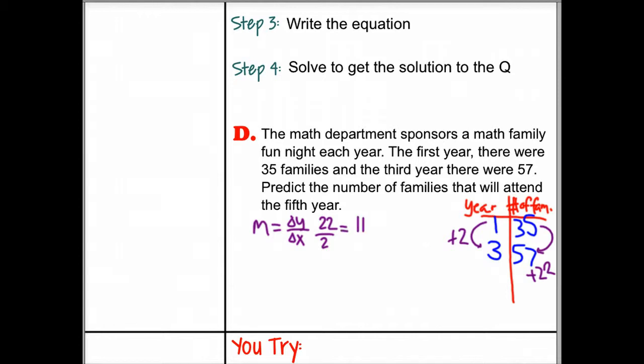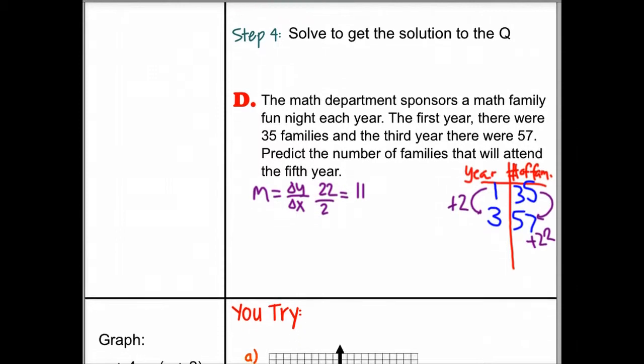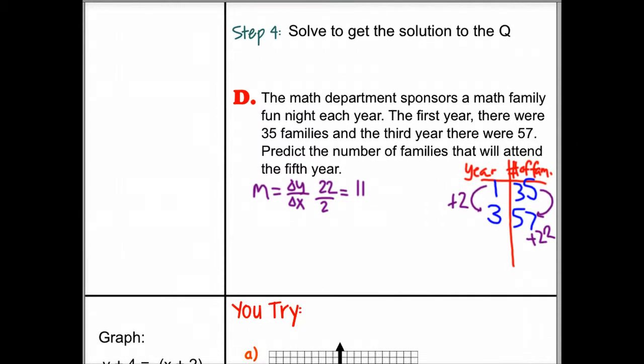So now that we know that our slope is 11, we can go ahead and plug it into our point slope form. So we have y minus y1 equals m times x minus x1. So we can use either point that we want to. I'm going to use the 1 and 35 because it's a little bit smaller. So now we have y minus 35 would be the y1 equals, our slope is 11, times x minus 1.